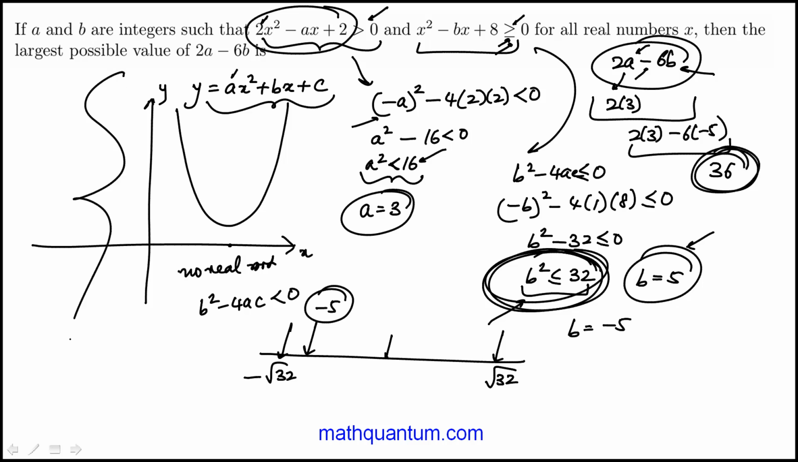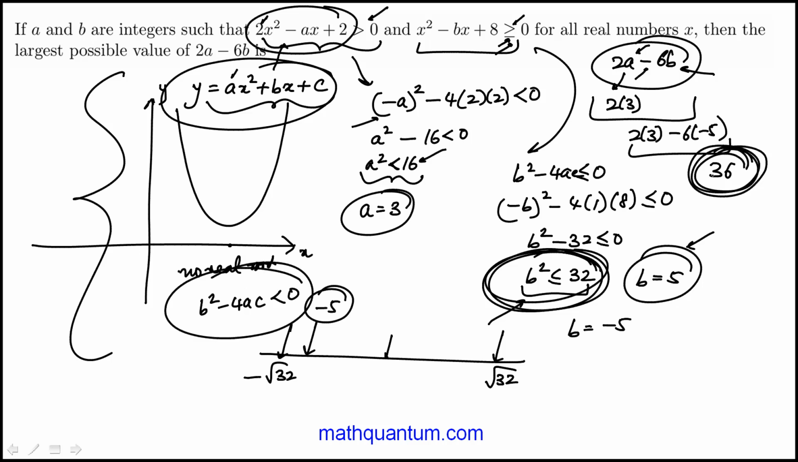Make sure you understand where this comes from, how this quadratic function relates to the parabola and it's not intersecting, and how that relates to the discriminant. So to summarize, the answer is 36.